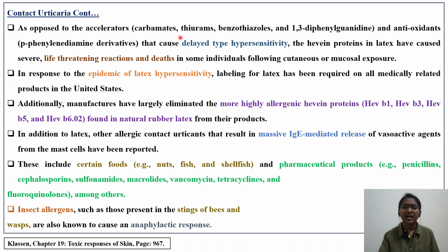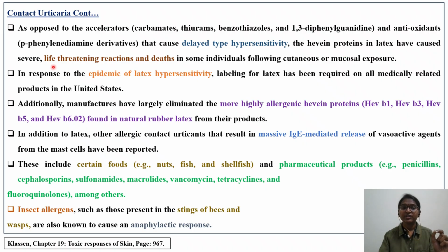Coming in continuation, this is contact urticaria only, as opposed to the accelerators. Accelerators, carbamates, thiurams, all these are used in the vulcanization of rubber, along with antioxidants. These derivatives cause delayed-type hypersensitivity. The latex rubber gloves are the ones responsible for causing contact urticaria. Those are nothing but hevein proteins, so I have listed them also.